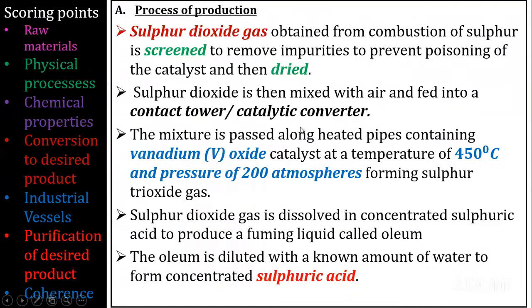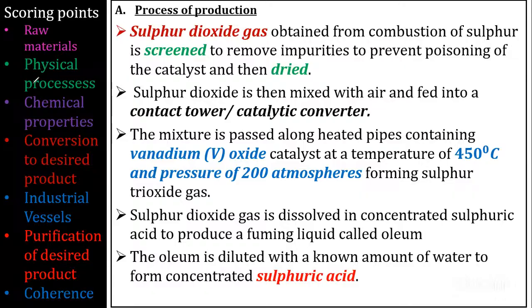If you want to manufacture sulfuric acid, number one, you need to have the following marking areas, like I've always reminded you about. In your write-up, there should be raw materials, the raw materials required.